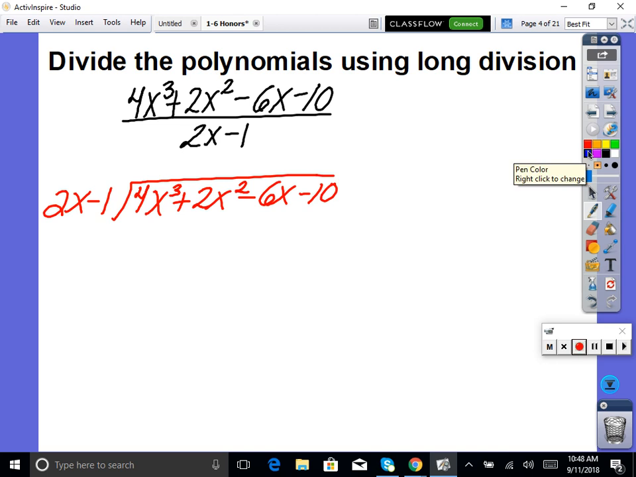Okay, so this is how you start out long division. You always only divide the leading term. So look, this is the leading term, and we're going to divide it by this leading term.